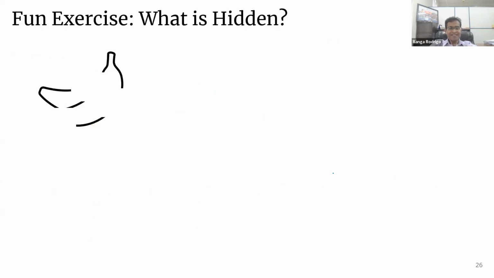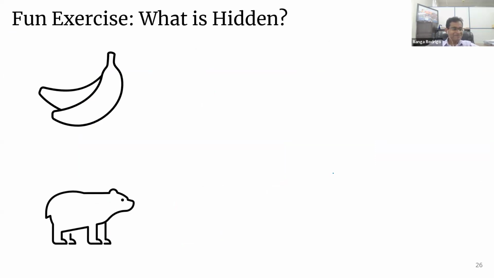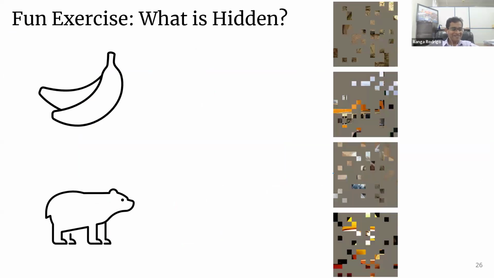All right. A brief exercise for you. What is hidden in this image? What is the actual image? It's a banana, a pair of bananas. Thank you. Which one is this? It's a polar bear. Okay, a difficult one. What are these images? There are four images. Can you look at them and discover?